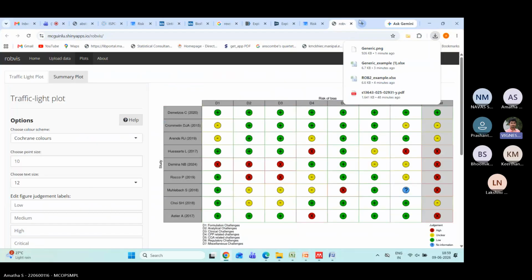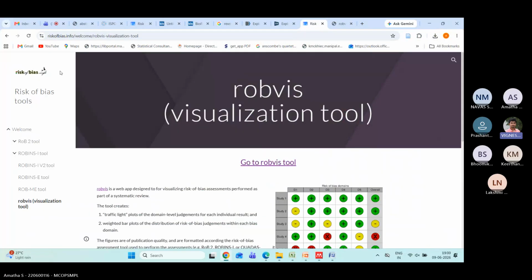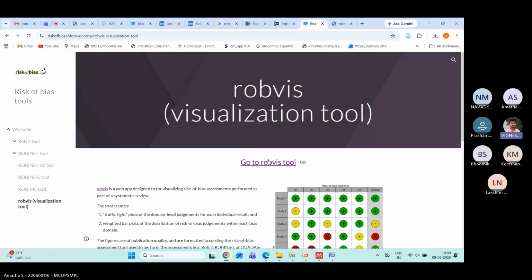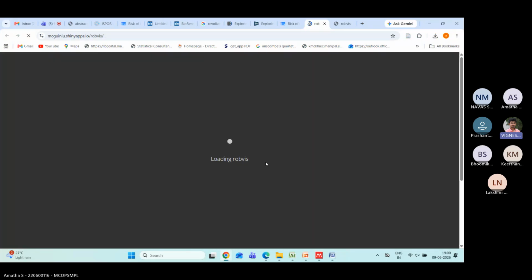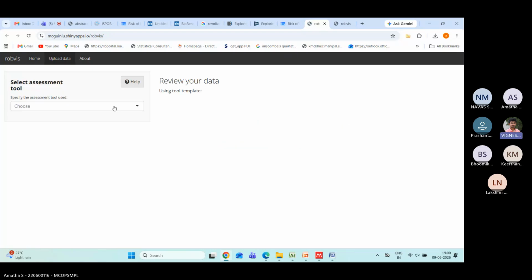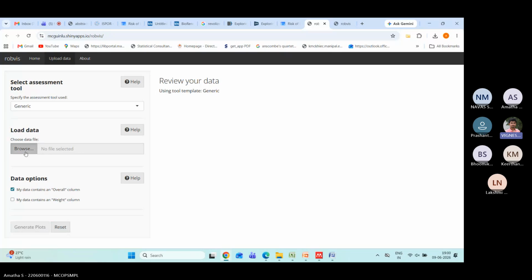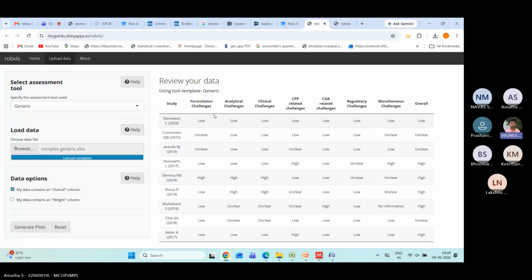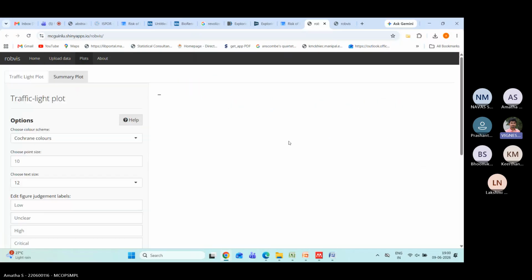Just to go once more, I will tell: go to this ROB website. This is called ROBVIS, for visualization. Just click there, go to the ROB tool, then upload your data, then choose whatever the study type is, and upload your data sheet. Once you upload, make sure you have uploaded the correct one. It will be on the left hand side, then generate plot. It will show the traffic light plot for you.